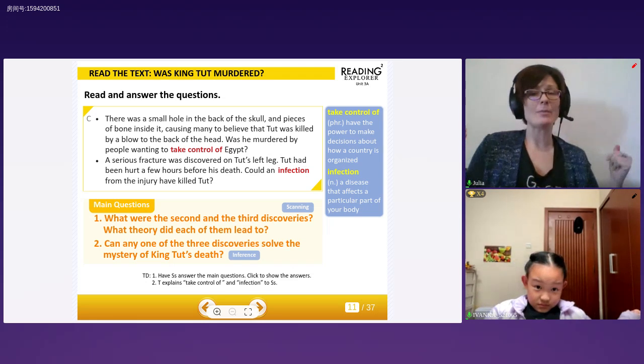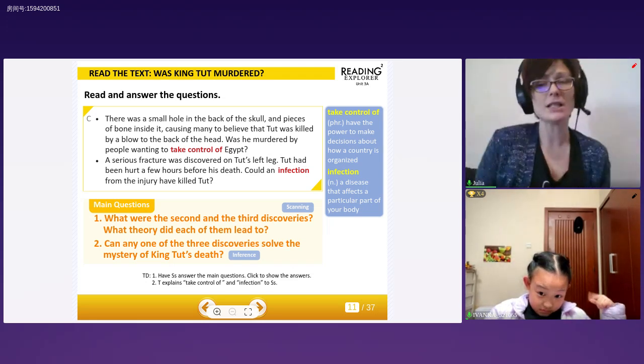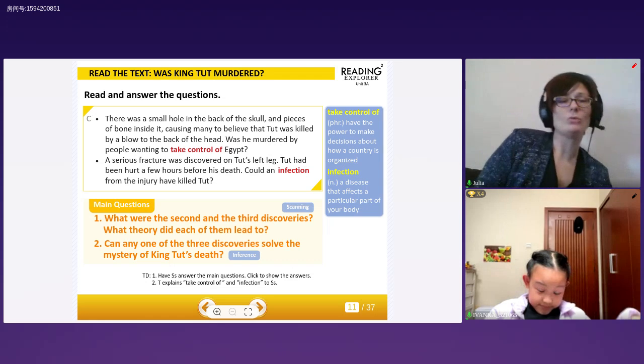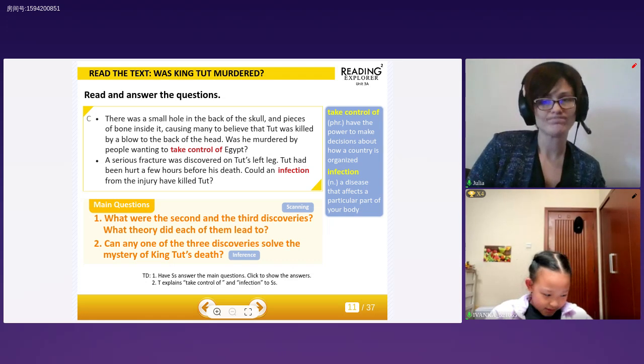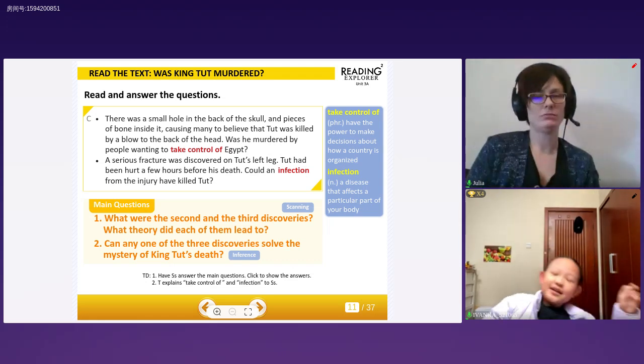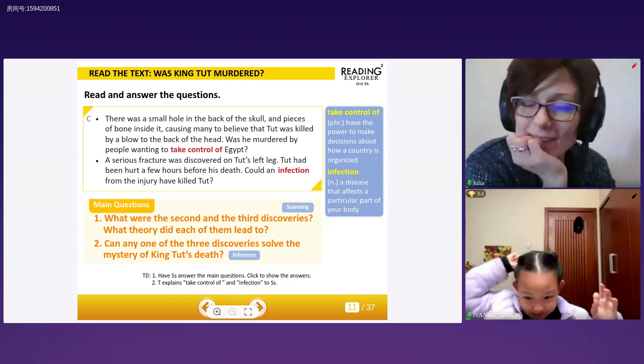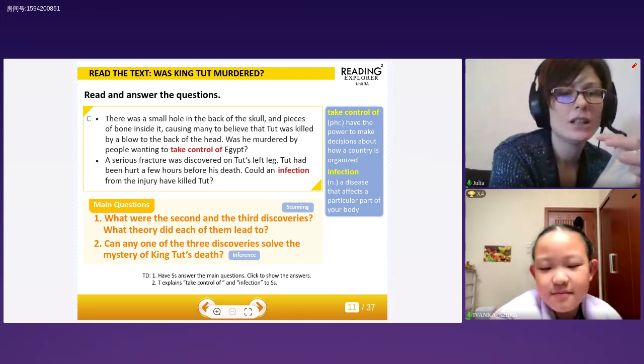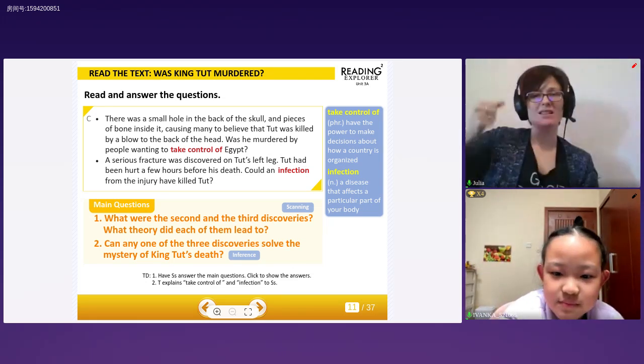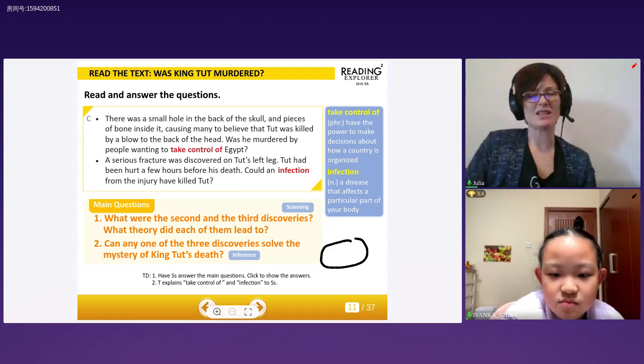Again, something happened to his skull, right? What did those X-rays show? They showed that there was a hole on the back of his head. So what did scientists say about it?